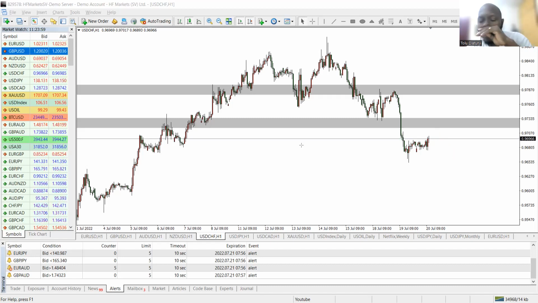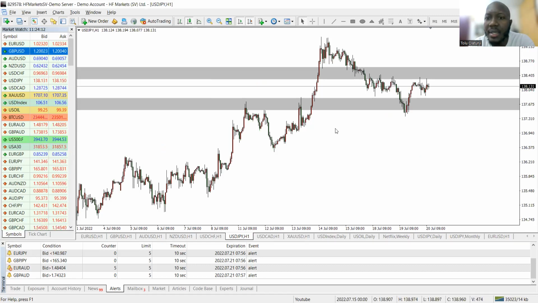So far so good. Nothing concrete on the majors and the gold for now. You need to exercise more patience and see what the market has to offer. Here is the dollar yen. As you can see from here, we have this area here that was former support, now acting as resistance.